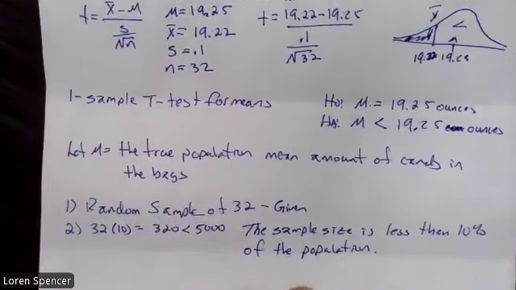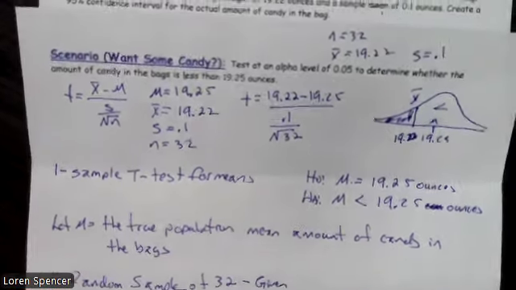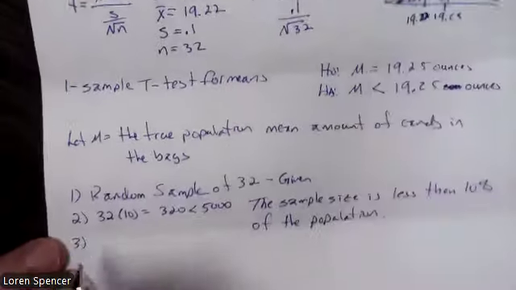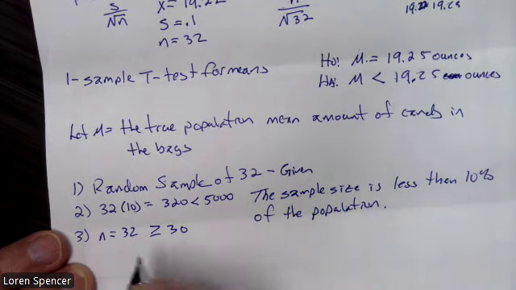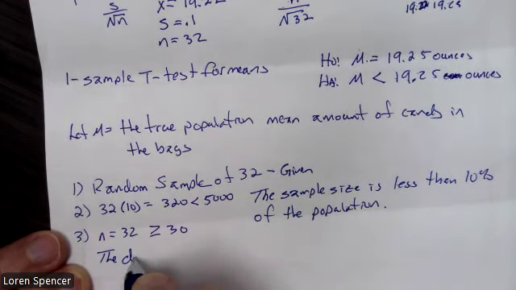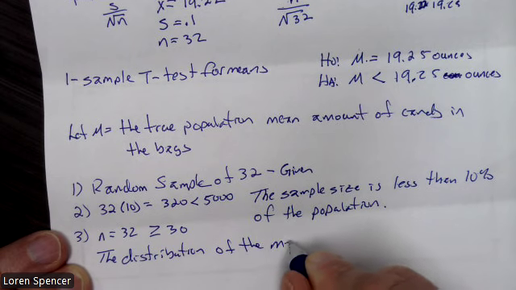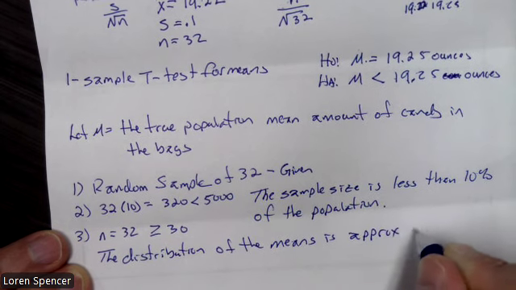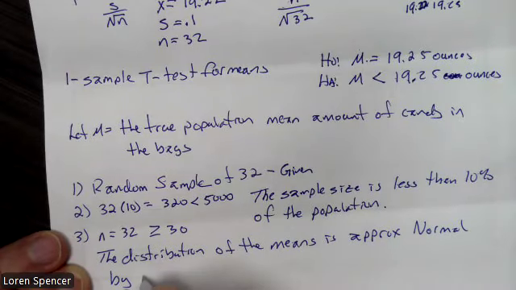All right. And then we need to check normality. Well, in this case, they didn't tell us it was normal. We don't know what shape the distribution is, but they took a sample size of 32. So n equals 32, and that's greater than or equal to 30. So we can say the distribution of the means is approximately normal by the central limit theorem.